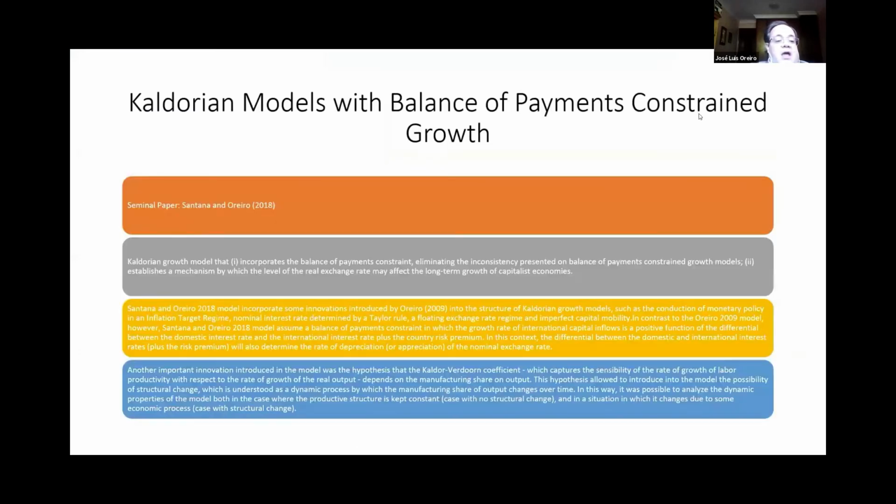Well, then I have an alternative that I have been working on since 2018, in a seminal paper published in the Brazilian Journal of Political Economy, written by me and my former master's student, Bernardo Santana.